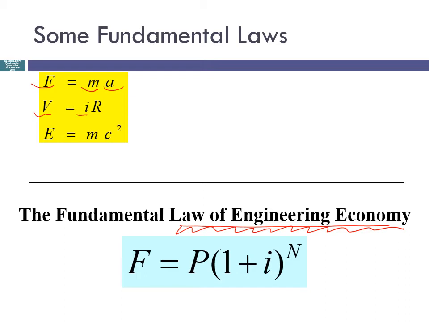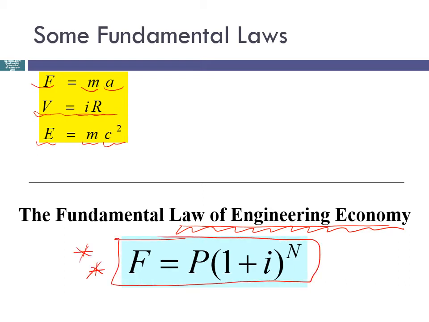the current times the resistance. This is another fundamental law in circuits, and we know that energy is equal to mass times the speed of light squared. This is another fundamental law of physics, and in engineering economy this is the fundamental law. This is very important. This is the interest formula, of course, for compound interest, not for simple interest, but compound interest.